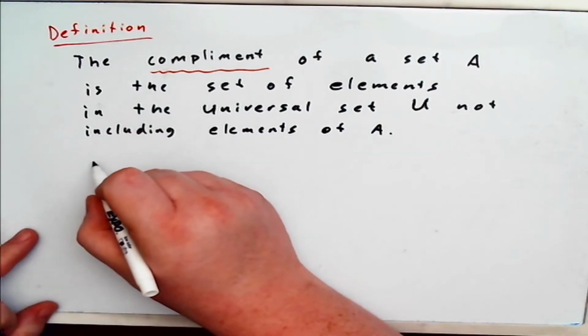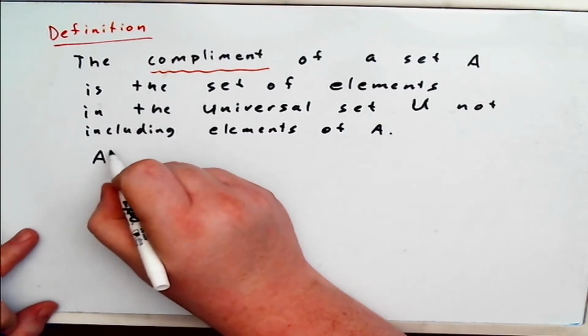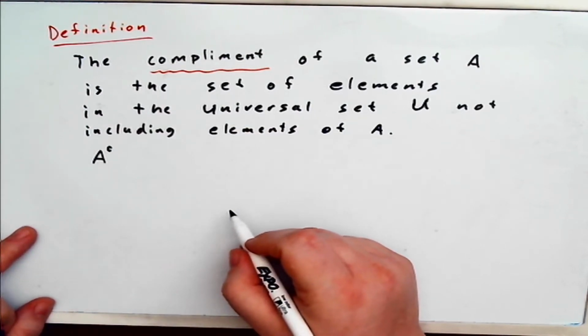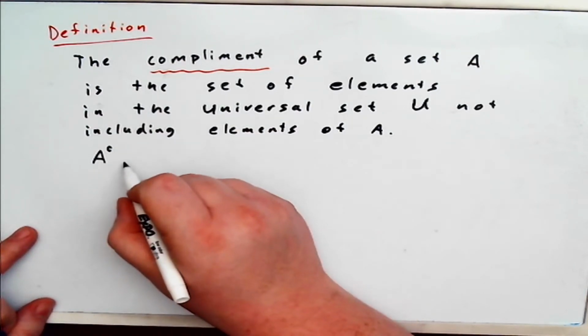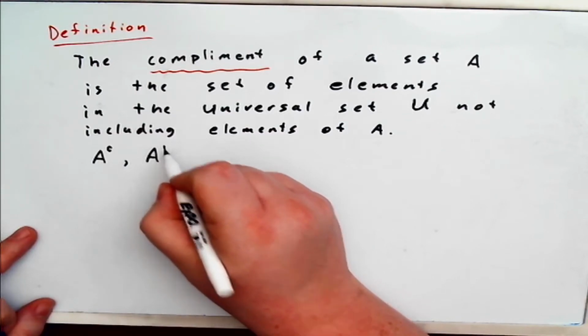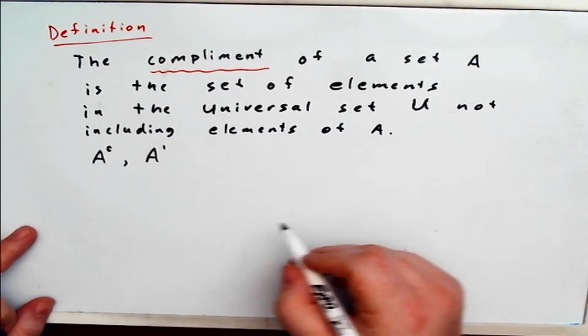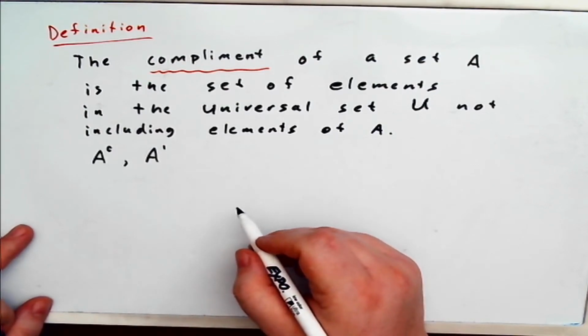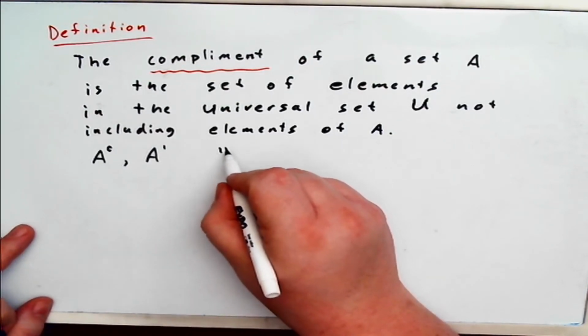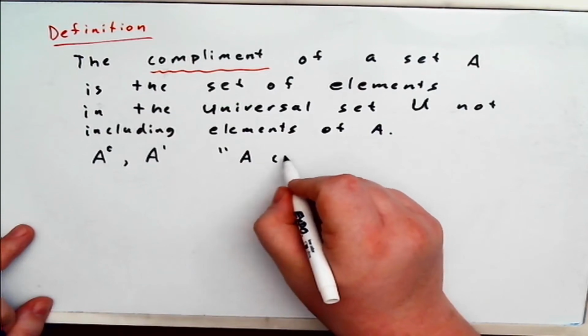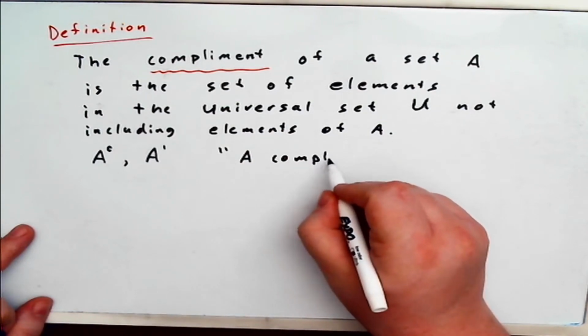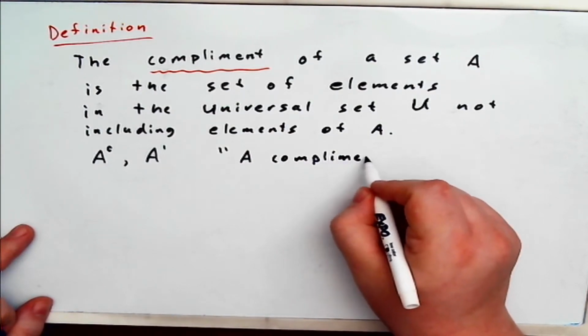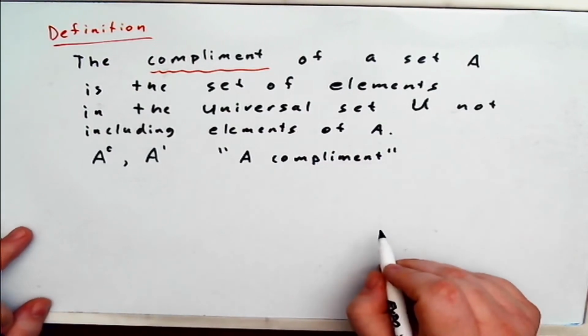Okay, now how is this denoted? It's denoted in multiple ways. We have this A with a little C up there, or you might sometimes see A with a little apostrophe. Both of these mean the same thing. They're both read as A complement. So whatever the set name is, you read it as that set's complement.